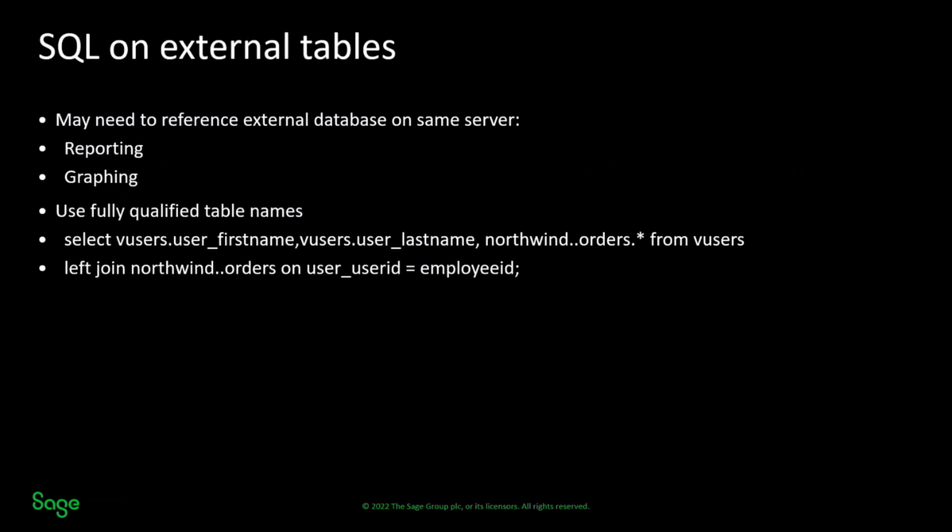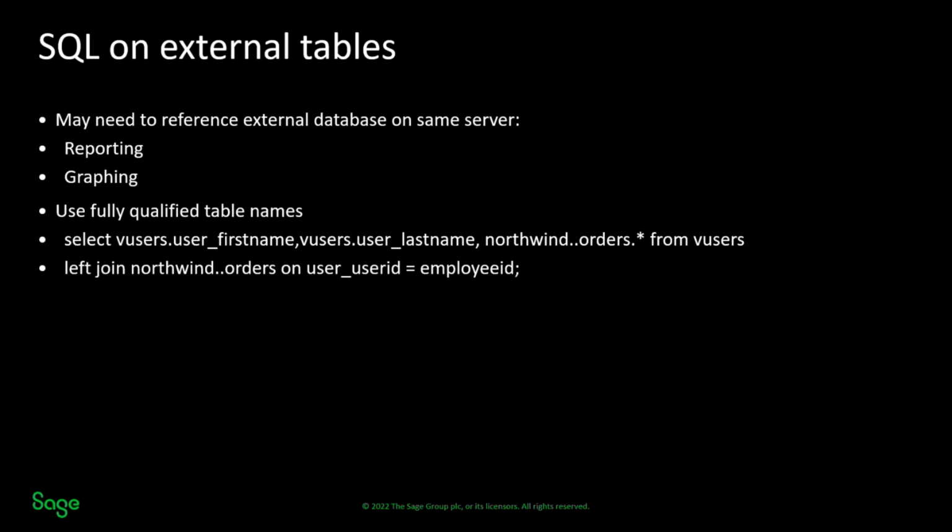Okay. Now, as we saw in the last lesson, you may need to reference external databases on the same server. For example, if you've got your Sage CRM and you've got your accounting system there, then you can do that, and it is easy enough to reference an external database and bring information into Sage CRM through the use of a fully qualified table name. And you can use this for reporting purposes, for graphing as well.